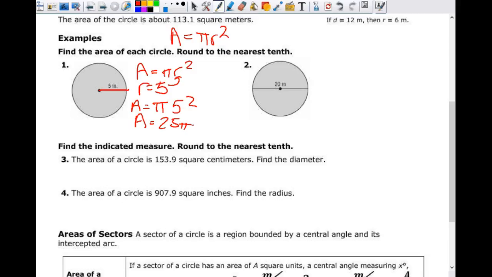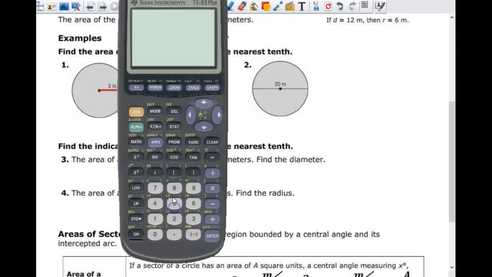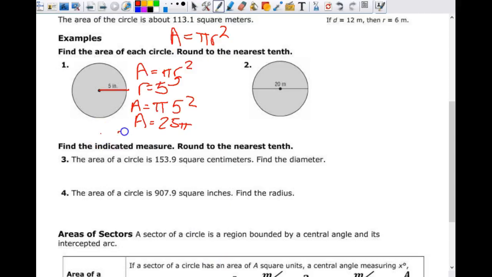Well, we're going to calculate it out. 25 times pi. Yep, but it says round to the nearest tenth, which is 1 decimal point. 78.5.